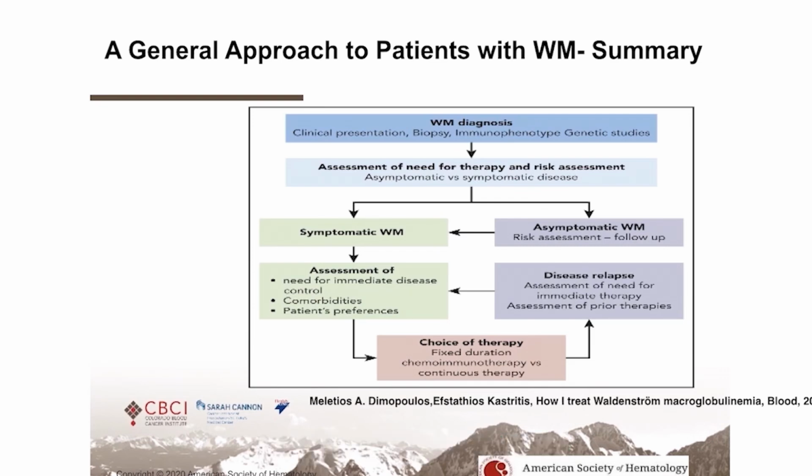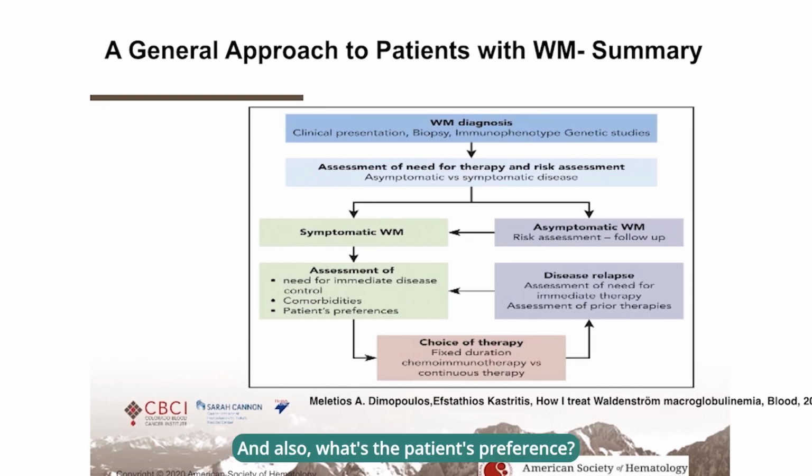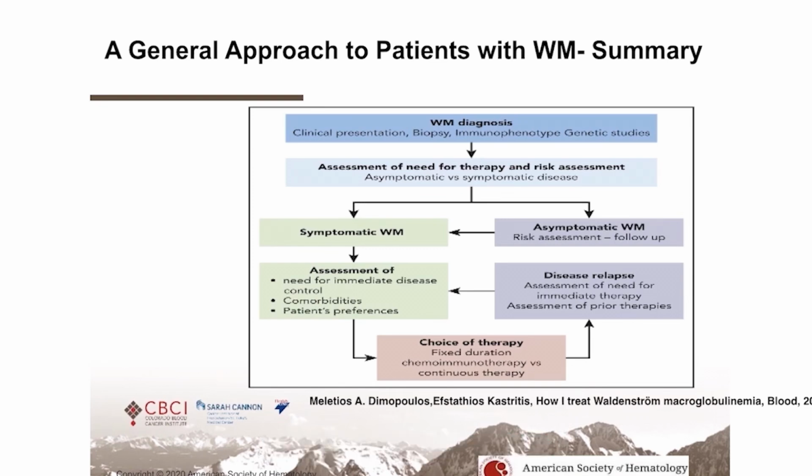If they're symptomatic, then we need to discuss on the left-hand side here, is there a need for immediate disease control or not? What are their comorbidities? Do they have heart failure or diabetes or hypertension? Or are they healthy and young and vigorous? And also, what's the patient's preference? We talked about that before. Is their preference to be treated more aggressively, less aggressively, fixed duration therapy of a few months, continuous therapy for a much longer period of time? And then we pick a therapy based on that for our patient.